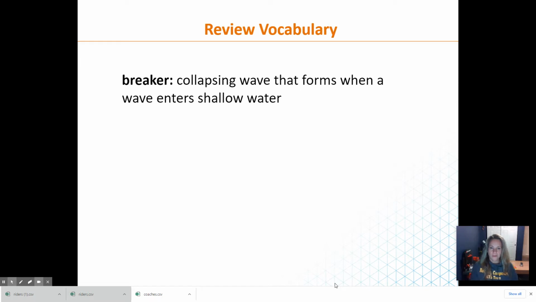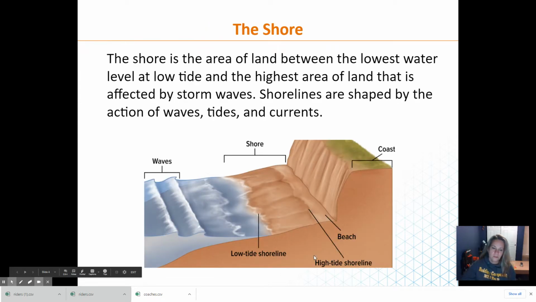All right, so just a reminder, a breaker is where the wave collapses. As the wave comes in, it eventually forms a curve and it breaks, so it falls down. That's what people usually surf on, but that's called a breaker. So here is the wave coming in, and here's where the breakers are. Notice how the wave is starting to break and curl over. That would be the breaker, and that's because the shore is getting shallower.